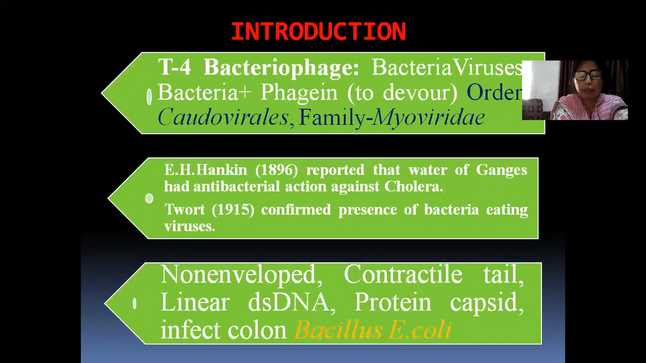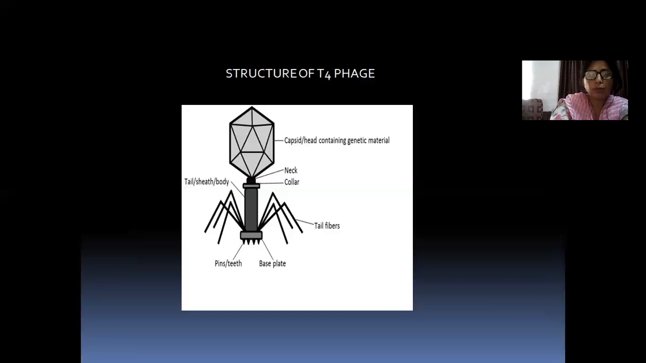These T4 bacteriophages are non-enveloped. They have a contractile tail and linear double-stranded DNA, which is enclosed in a protein capsid, and they infect the colon bacillus, E. coli. The structure of the bacteriophage consists of two parts, head and tail. Head and tail are joined with the help of neck and collar. The head is made up of a capsid, which is formed by different proteins. About 36 types of proteins are found, and the head contains the double-stranded DNA.